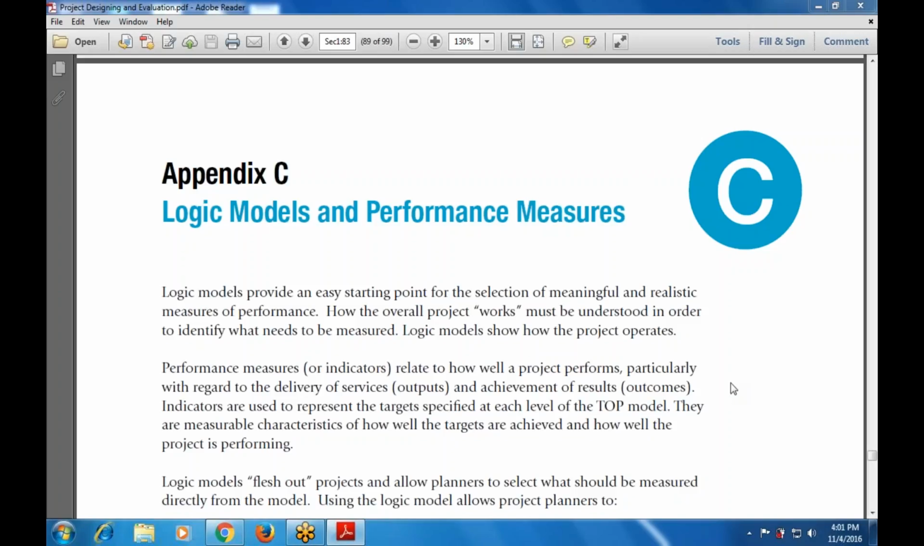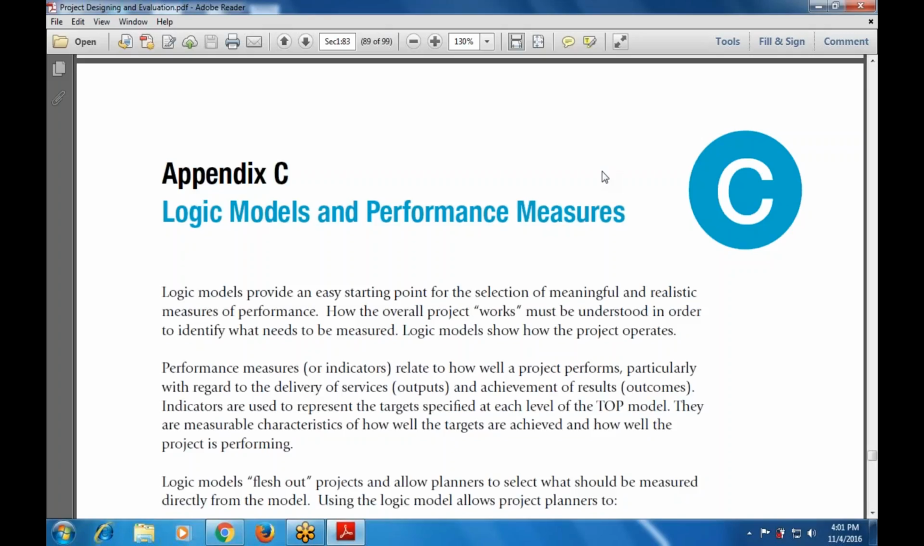What is the logic model? What are the various performance measures used with the logic model, which provides an easy starting point for the selection of a meaningful and realistic approach? That includes the parts used with the performance measure. How the overall project works must be understood in order to identify what needs to be measured, and how it is measured.